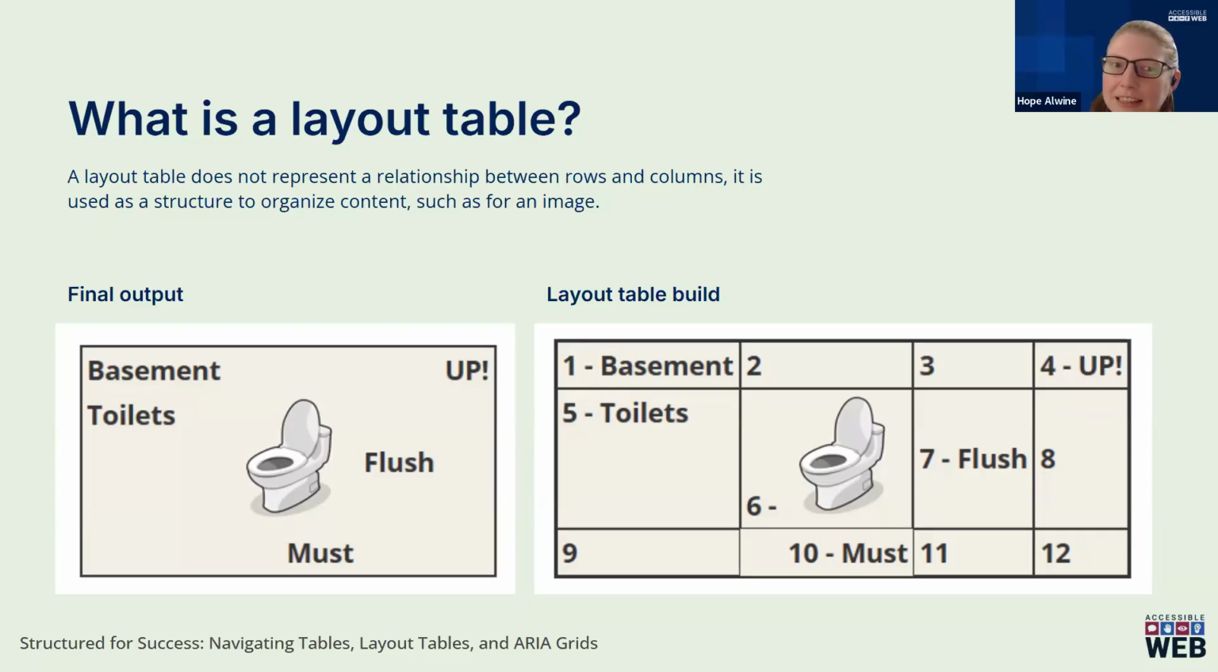But if you're looking at it in the layout table breakdown, it can get a little jumbled, especially if you're using assistive technology. Assistive technology would read it from the top to the bottom, left to right. So it would sound like "basement, up, toilets, flush, and must." So there's quite a difference, as we can see. Let's move on to the next slide so we can get a bit more in detail.